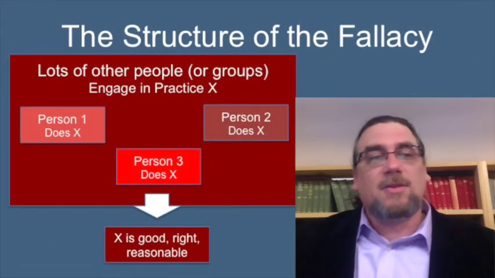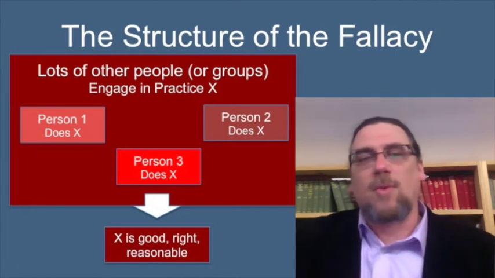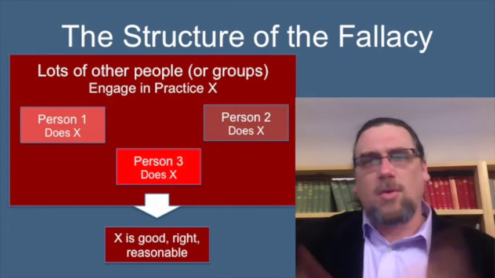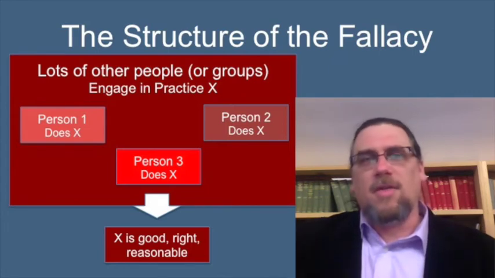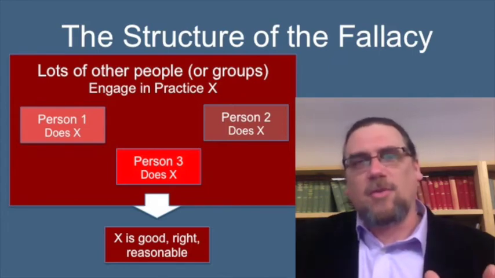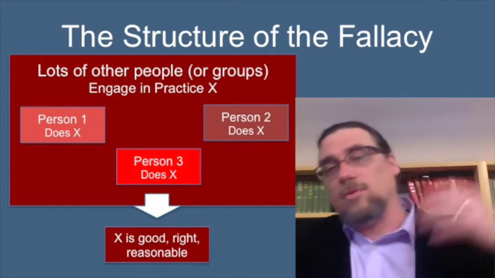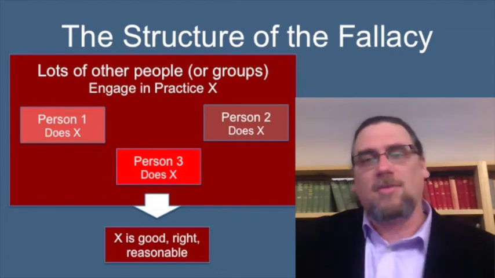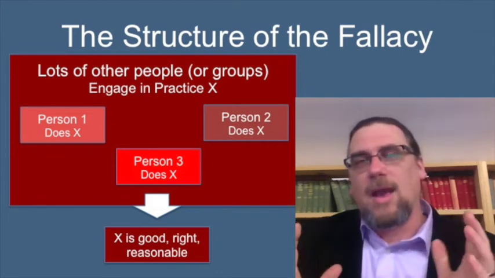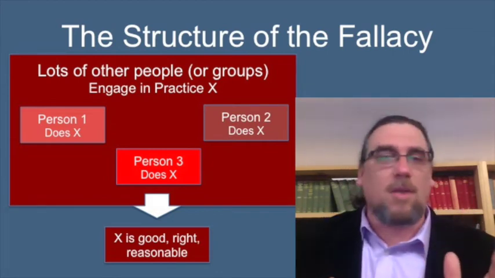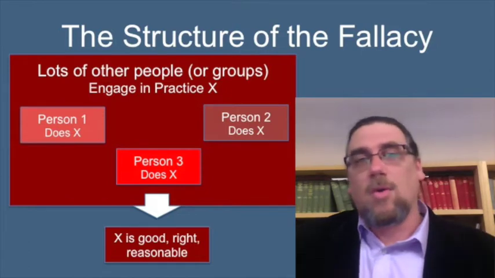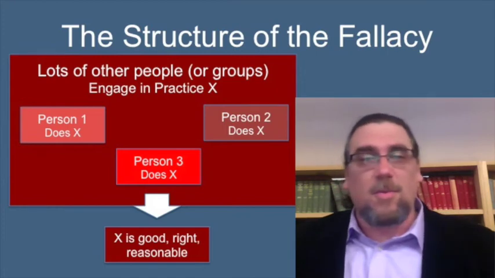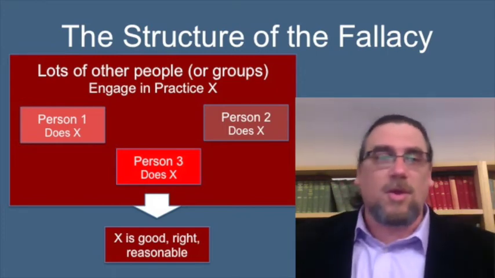So let's look now at how we might represent this graphically. And again, a very straightforward fallacy. You've got all these people grouped together, and you're saying that all of these people or groups engage in some sort of practice, and we'll call the practice X. So person 1 does X, person 2 does X, person 3 does X, and we could multiply it as much as we want to. And the conclusion is that X thereby is good or right or reasonable for people besides all of these other people, that it's good or right or reasonable in general.